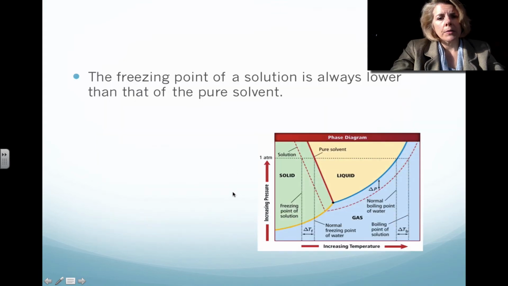So notice that the freezing point of a solution, when you have a solute added to it, is always going to be lower than that of a pure solvent. That's what this diagram shows you here: the normal freezing point of water is at this temperature, but the moment you add a solute, it actually decreases. And if you look at the boiling point, for a pure solvent the boiling point is lower than the boiling point when you add a solute.